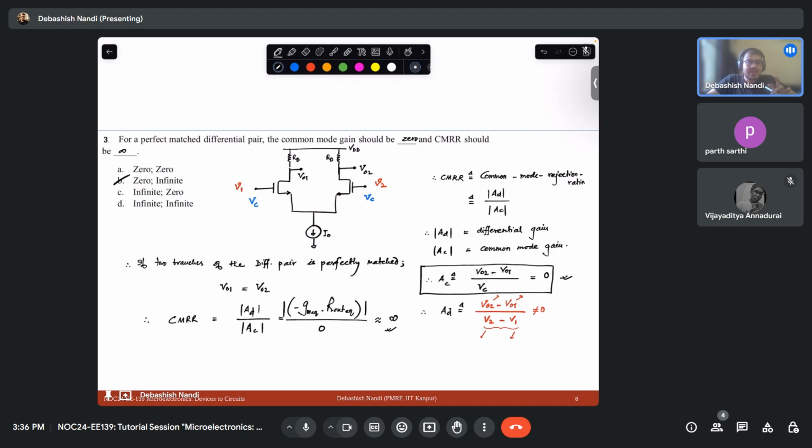Your CMRR generally gets a very high value, around let's say the 5,000, 6,000 range, and your differential mode gain also plays a very big role in that. And common mode gain is generally not always 0. It is a very low value but not 0.